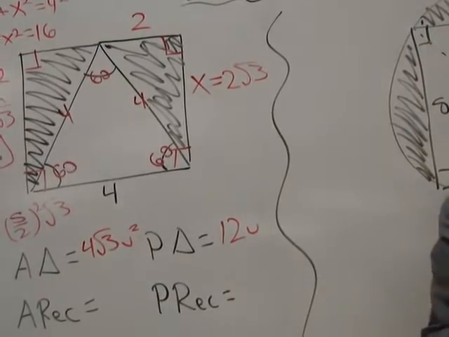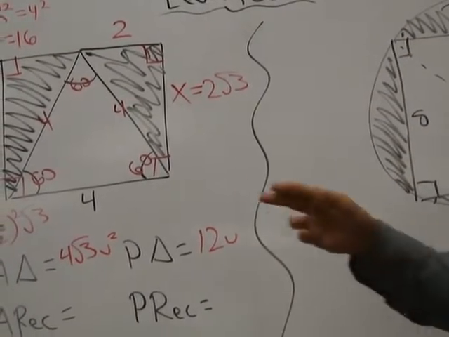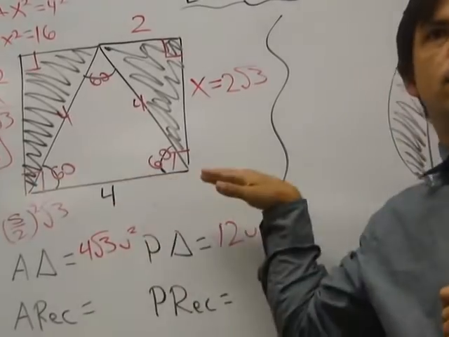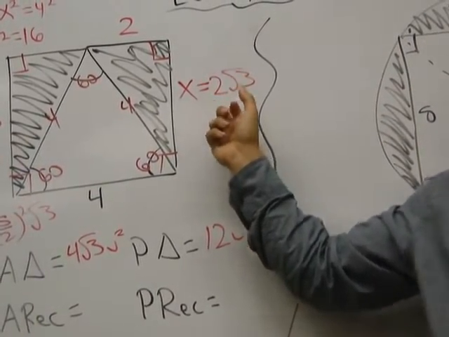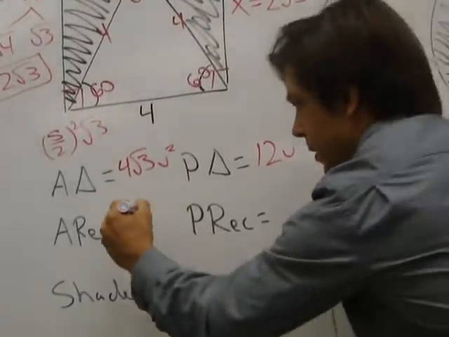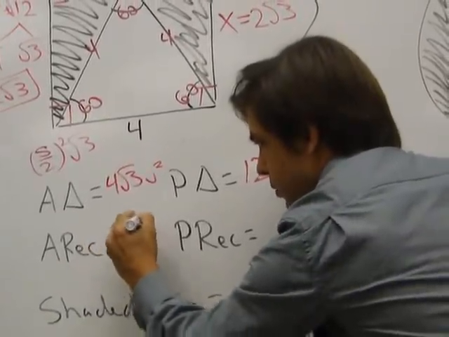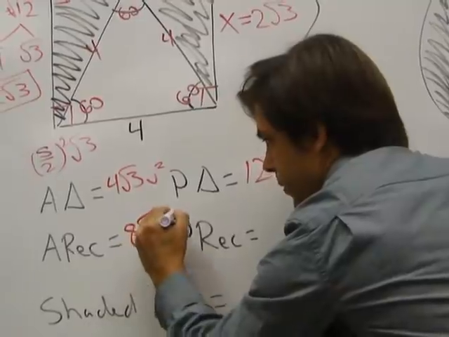This is about to get almost psychedelic, because we're doing the area of a rectangle. What's the base of this rectangle? 4. What's the height? 2 square root of 3. So what would the area be? 8 square root of 3 units squared.